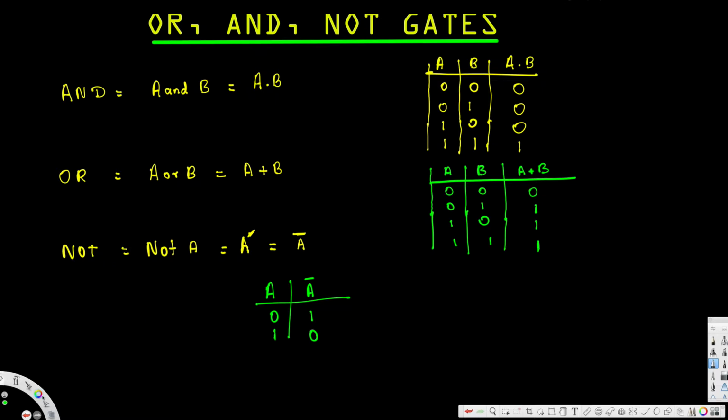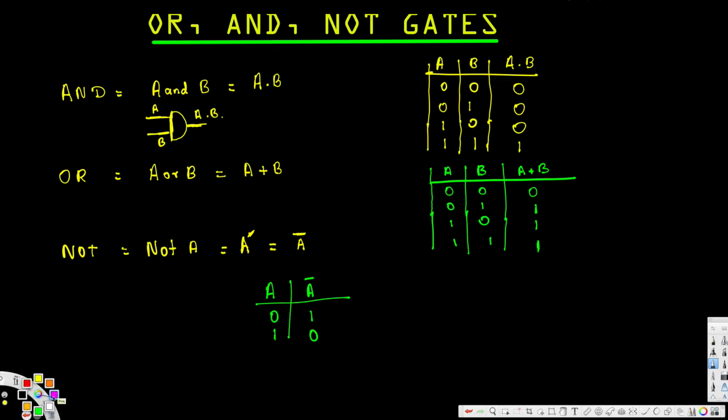And let's look at the symbols. First, the AND gate. AND gates look like this. We will have a straight line like this, and we have a curve, and this is connected to this one. So if our input is A and B, then A dot B is the output.